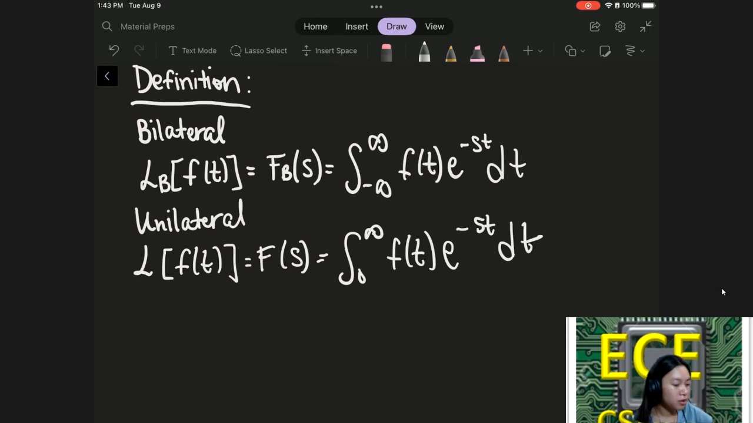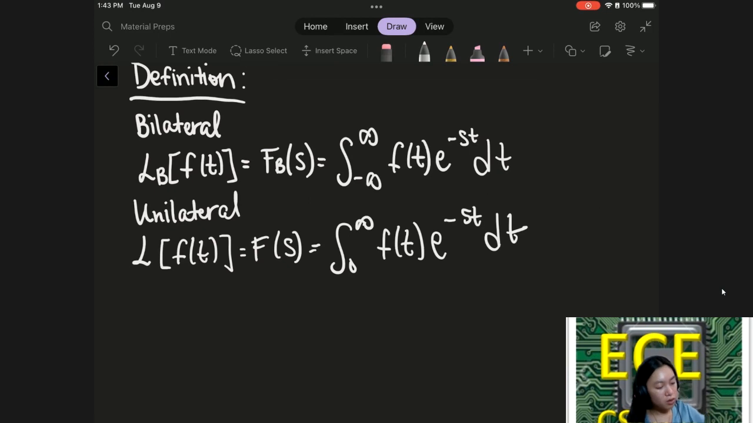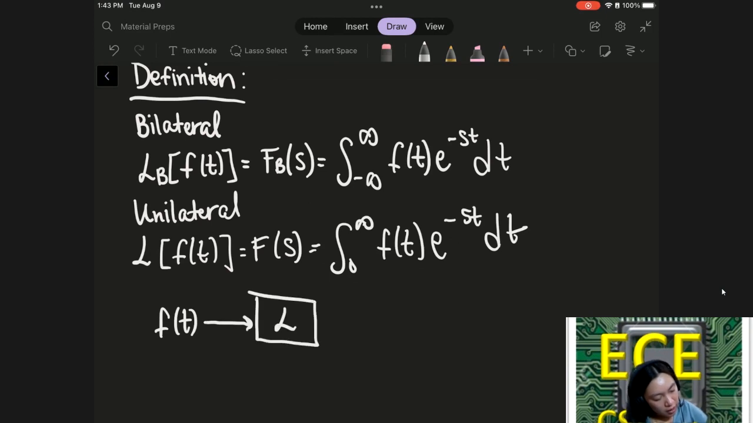What this means is that you have an input signal f of t, and you're putting it into the system, the Laplace, and what's outputted is F of s, which is in the complex domain.